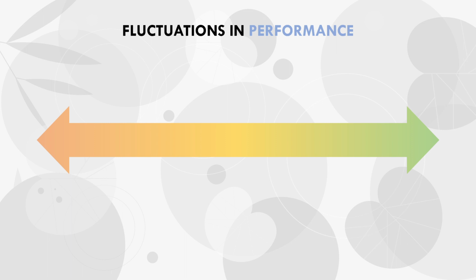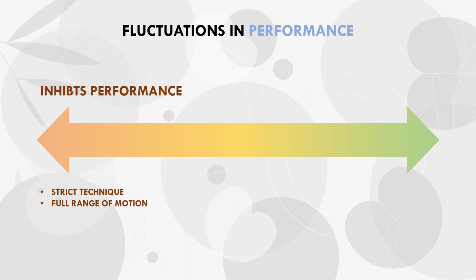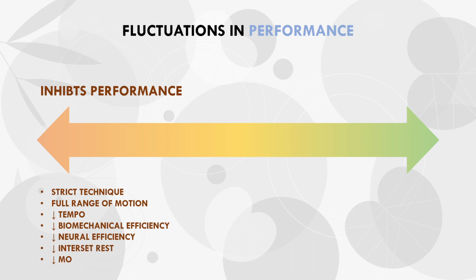Performance will be inhibited if a trainee lifts with strict technique, full range of motion, a controlled tempo, a less biomechanically efficient technique, when the trainee is not maximally neurally efficient, when they implement shorter rest periods, they aren't as motivated to train, and have had a poor night of sleep. This doesn't necessarily mean that the hypertrophy stimulus was poor, it simply means that short-term performance will be reduced.